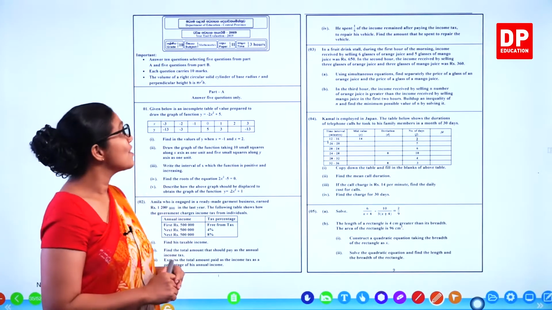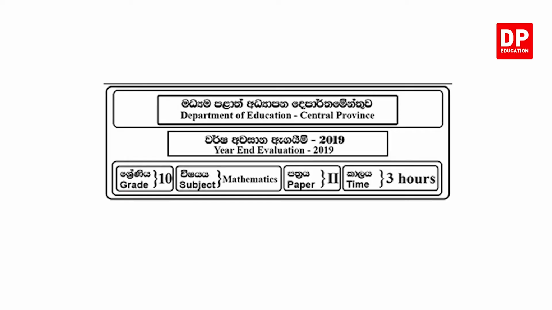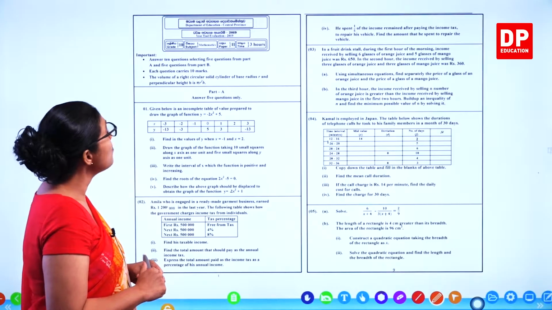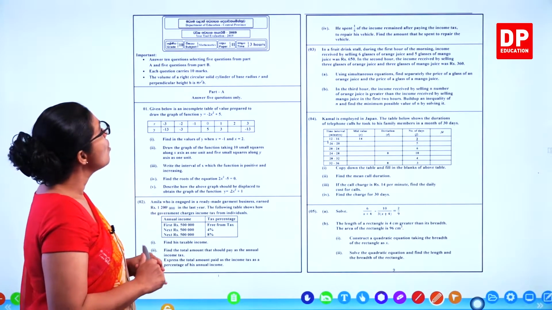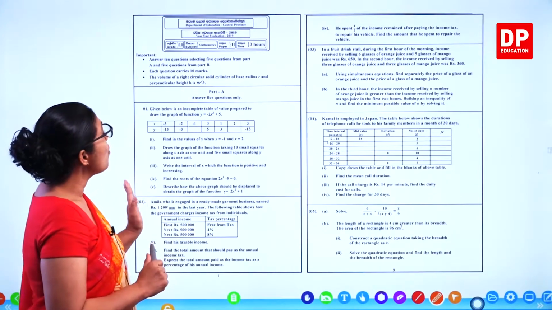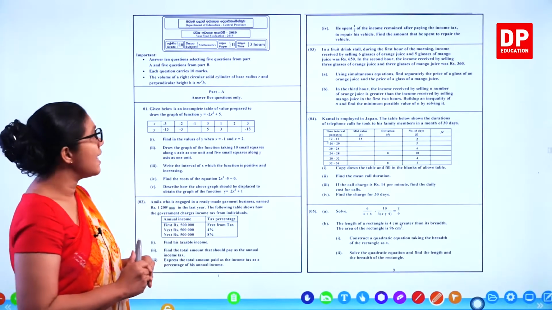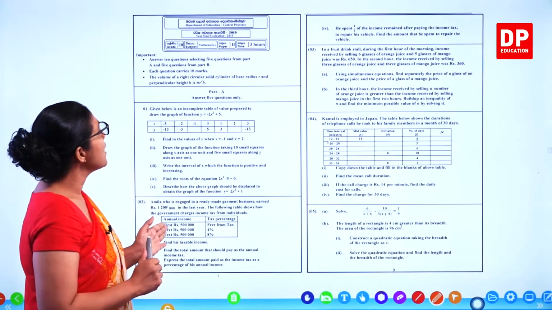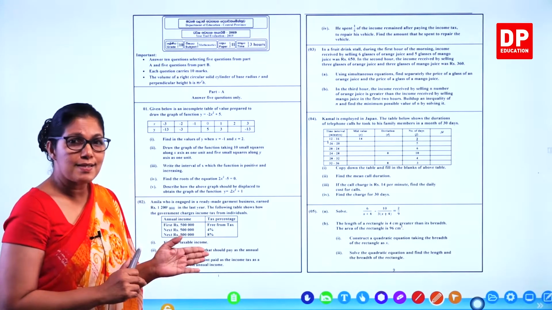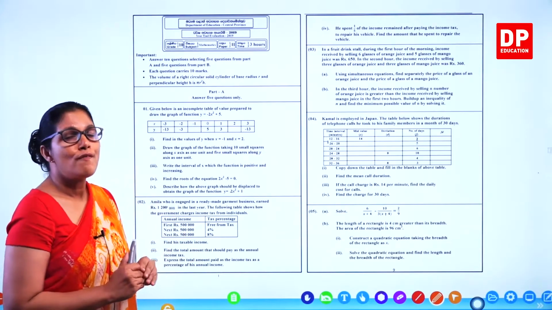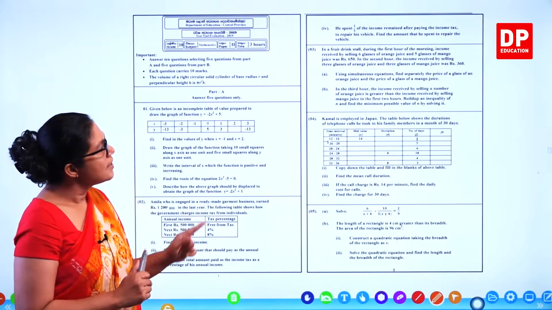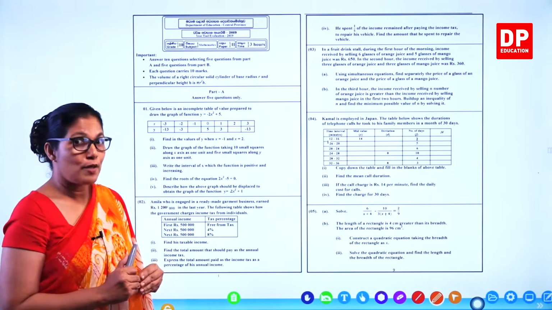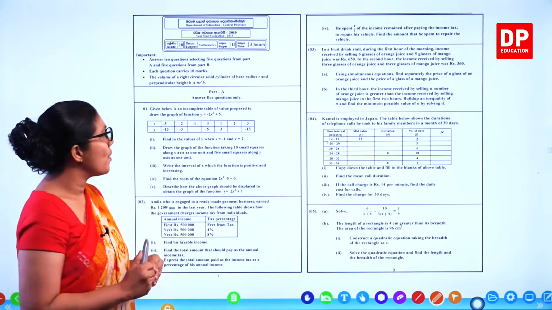Hello grade 10 students. Today I am going to do the year end evaluation 2019, Department of Education, Central Province paper. This is paper 2. You get 3 hours and you already know there are 2 sections, part A and part B. In part A you get 6 questions, and in part B also 6 questions, but you have to do 5 questions from each part. Each question is worth 10 marks and you can spend a maximum of 18 minutes per question.